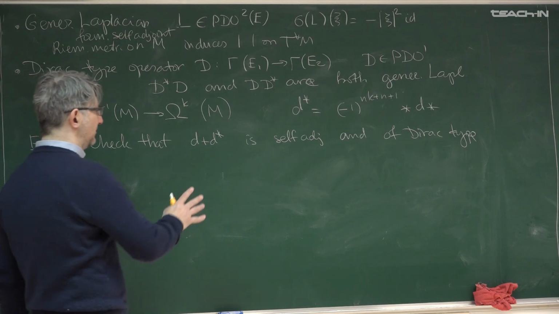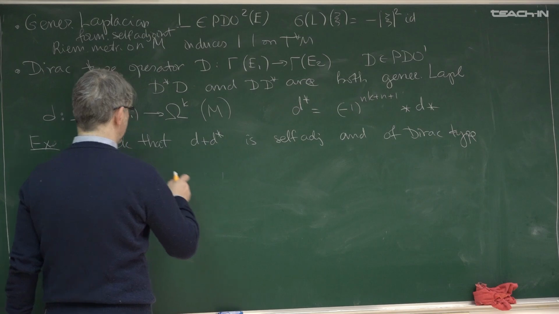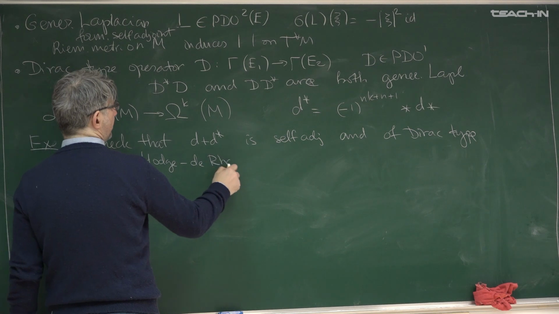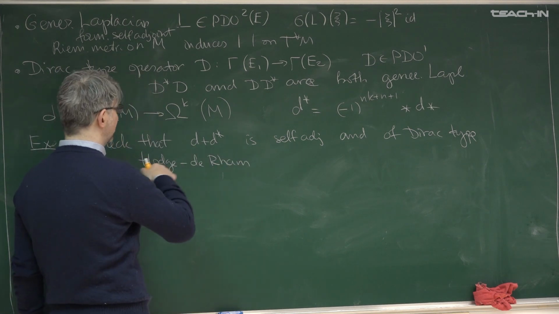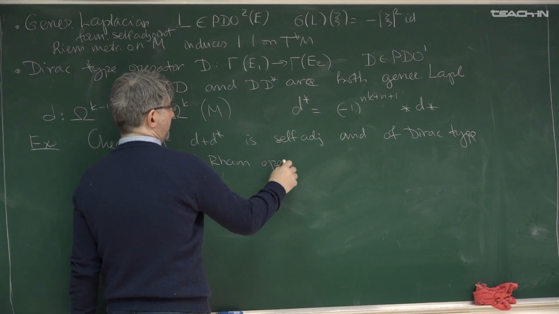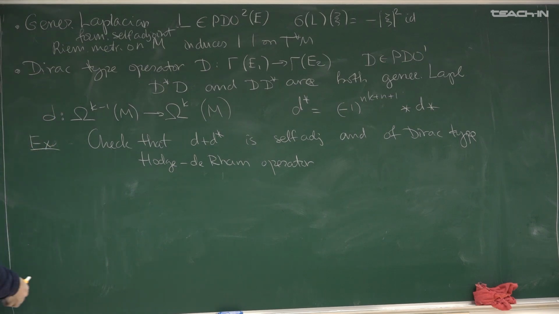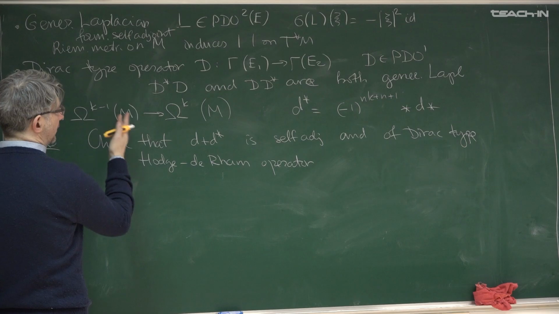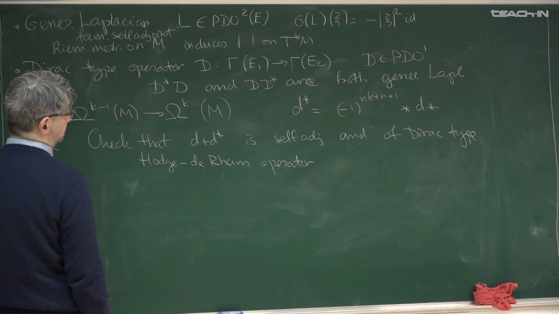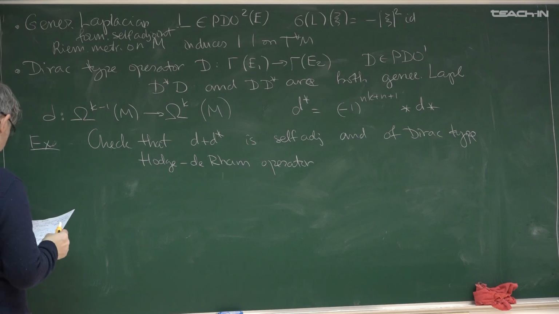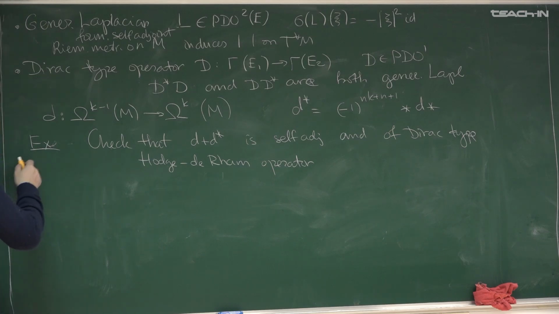People call this operator by several names. Usually people say that this is the Hodge-de Rham operator, because it is used in the Hodge decomposition of differential forms in the de Rham complex. But don't mind for a while. So now we pass to a very important part of definitions. This is a new part of the material.